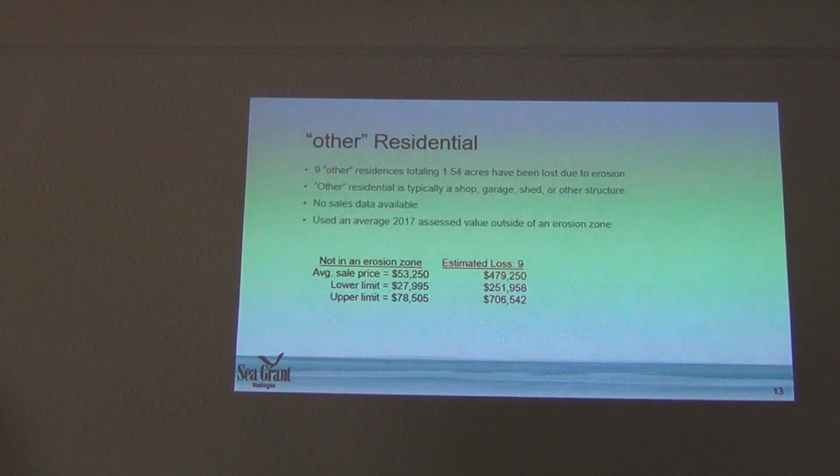Other residential, so that includes things typically like a garage or a shop or a shed or something that you put on a lot next to your home. There were 9 of these buildings that have been eroded away. Average sale price of just over $53,000, so an average of $480,000 approximately is the estimated loss, somewhere between $250,000 and $700,000.